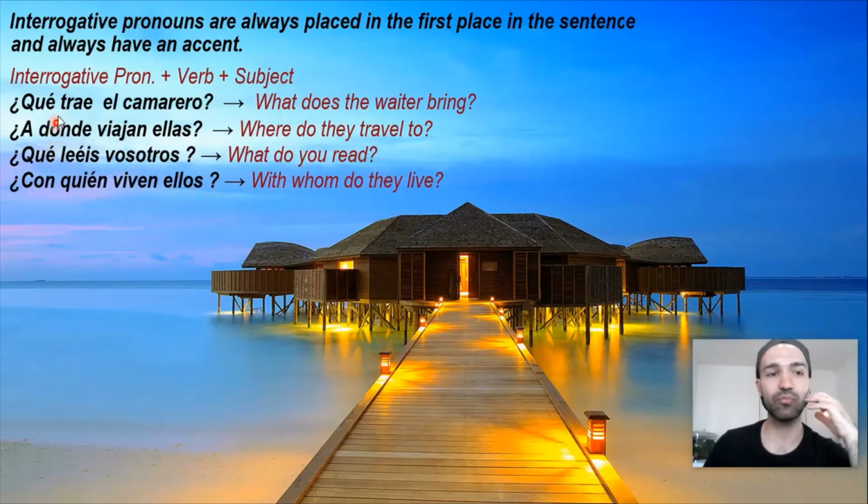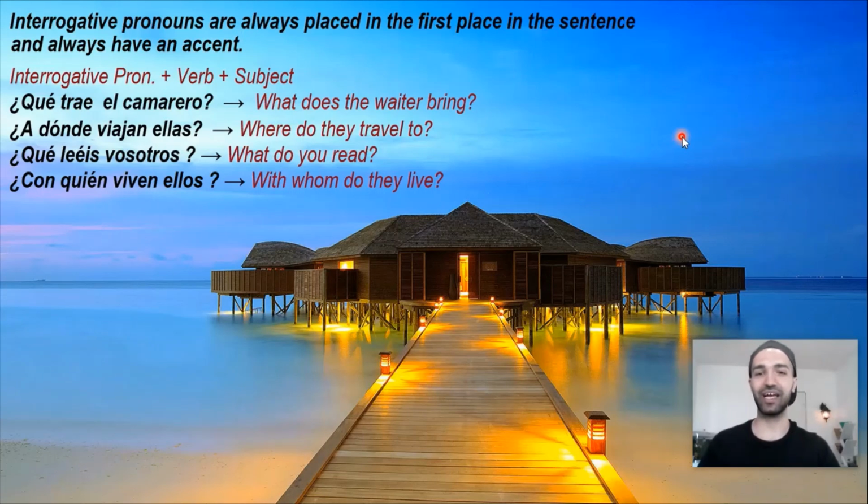And don't forget to put the accent. When we have an interrogative pronoun, we always put the accent. ¿Qué? ¿Qué trae el camarero? ¿Dónde? ¿A dónde viajan ellas? ¿Qué? ¿Qué leéis vosotros? ¿Con quién? ¿Con quién viven ellos? And now it's time to practice.